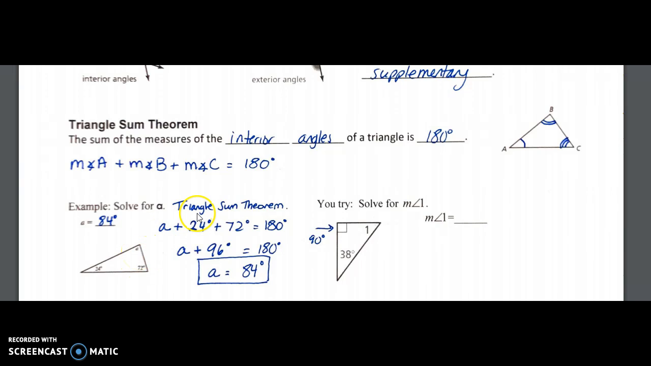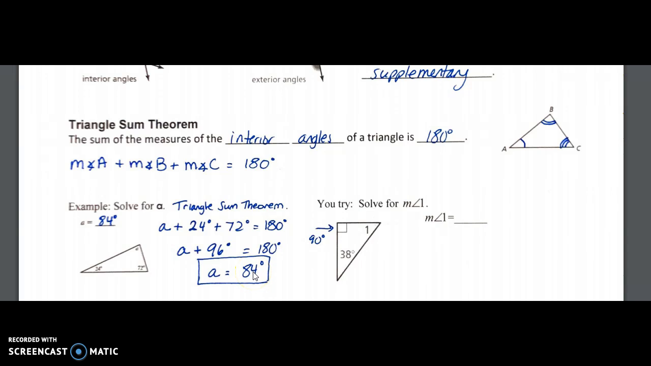So the triangle sum theorem tells me that if I take A and add it to 24 and add it to 72, then it's going to equal 180 degrees. So when I set this up, I can solve for A. I combine like terms here with 24 plus 72 and I get 96. So I have A plus 96 is equal to 180. Then I'm going to subtract 96 on both sides, and I'm left with A is equal to 84.